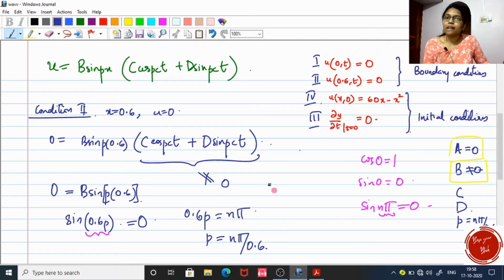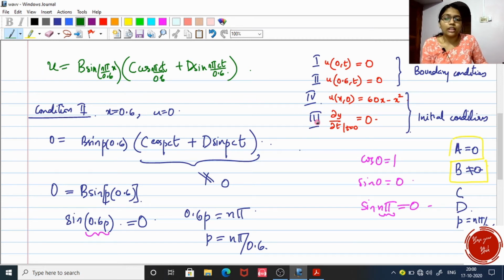Again, let's upgrade the equation. That is, let's substitute this p value over to here. There are three places, here, here and here. So let's substitute this n pi by 0.6. So I have substituted this p value again. Now for condition 3 and 4, we have to take this as the primary basic equation.